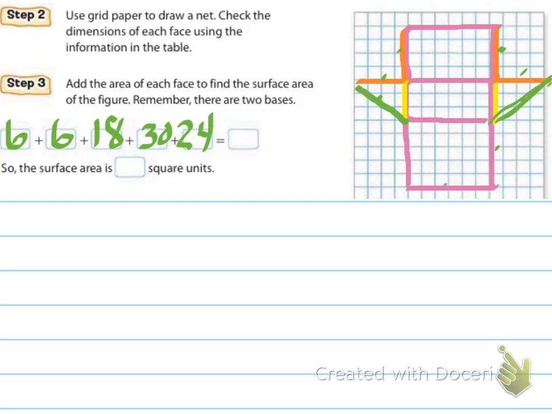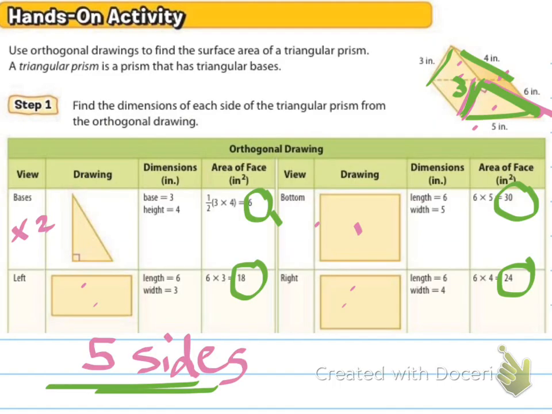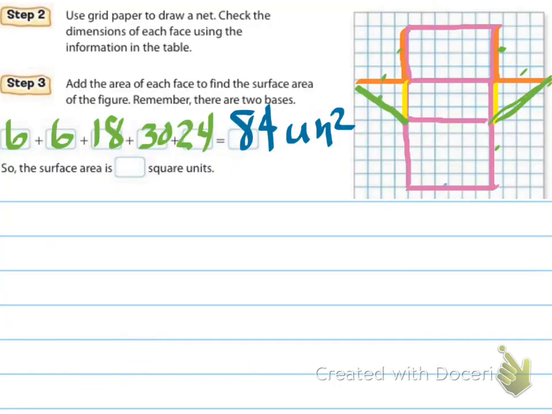Alright, so go ahead and pause the video, add up all those sides, and let's see if you get the same answer as me. Pause the video now. Alright, and the answer that you should have come up with is 84 units squared. Did they tell us what they were? Inches. Ooh, my favorite. So 84 inches squared, 84 square units in this drawing. Alright, 84 inches squared.